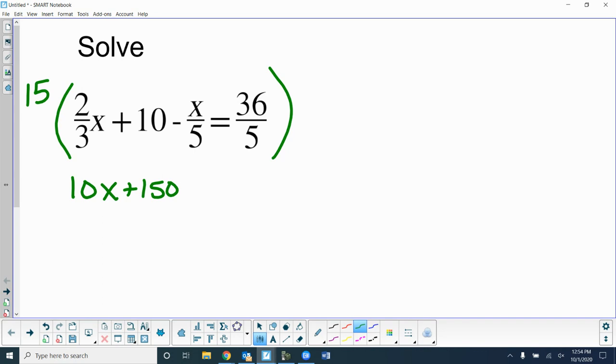And then 5 goes into 15 3 times. 3 times negative x is negative 3x. And 5 goes into 15 3 times, and 3 times 36 is 108. Okay? So now I have an equation that has no fractions. This is about ready to go.